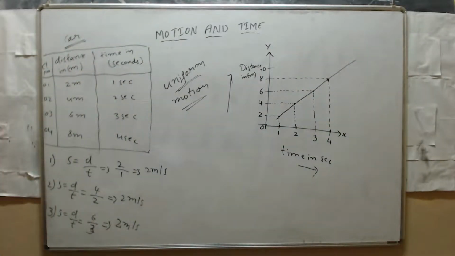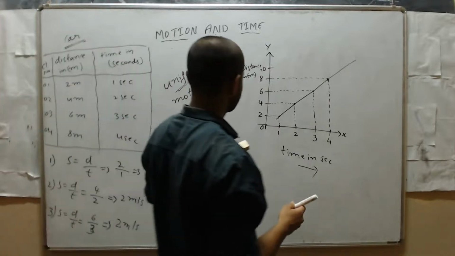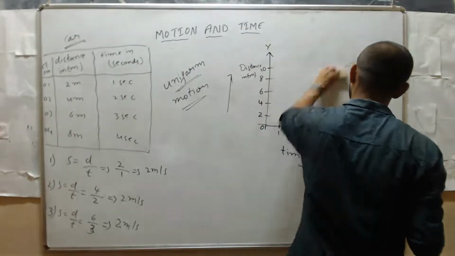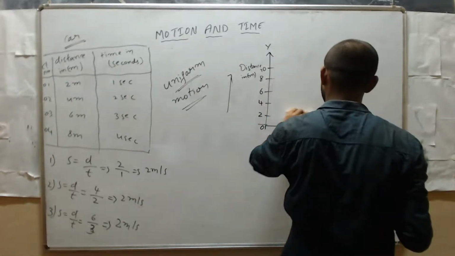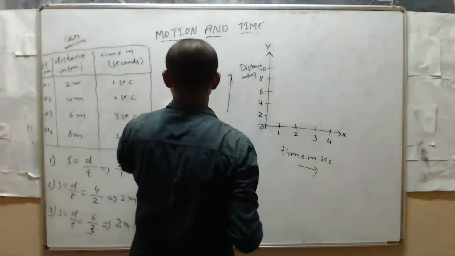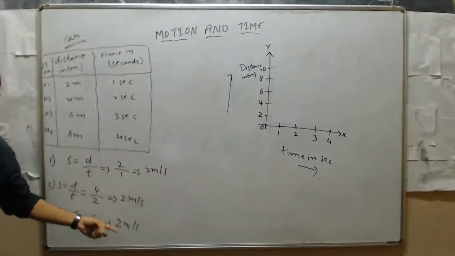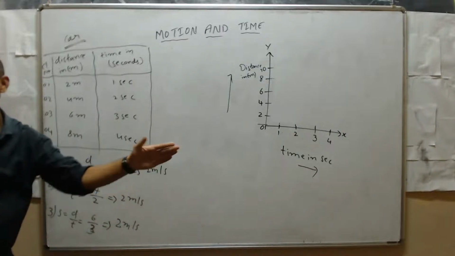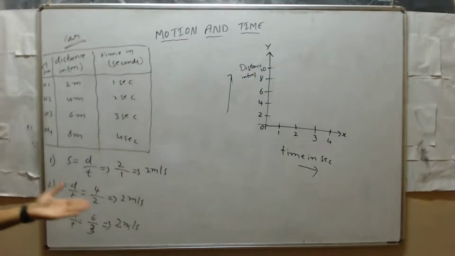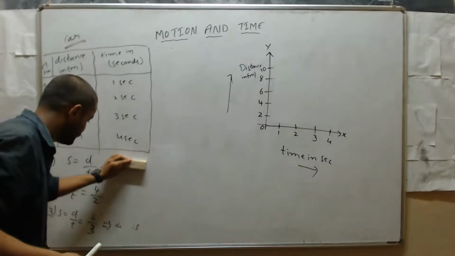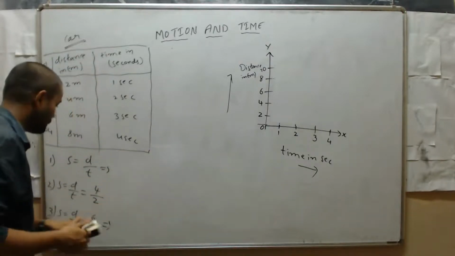Non-uniform motion. What type of graph is it? See here, 2 meter per second, 2 meter per second, 2 meter per second, the same speed, then it is called uniform motion. Now see, take the next example.